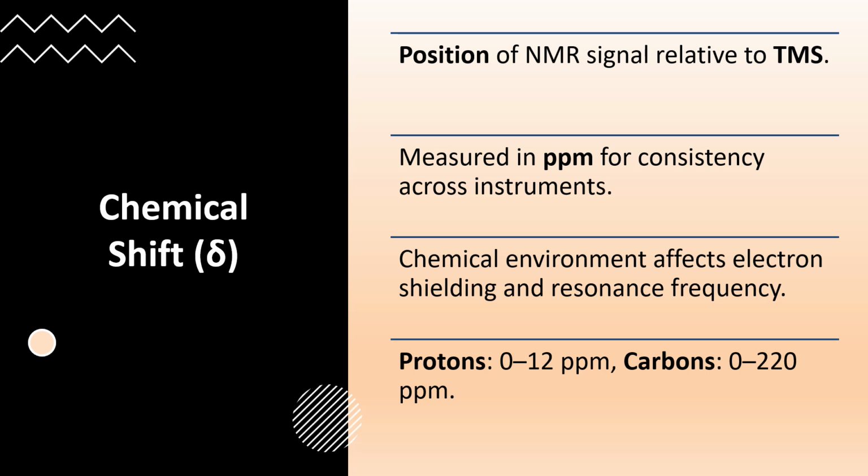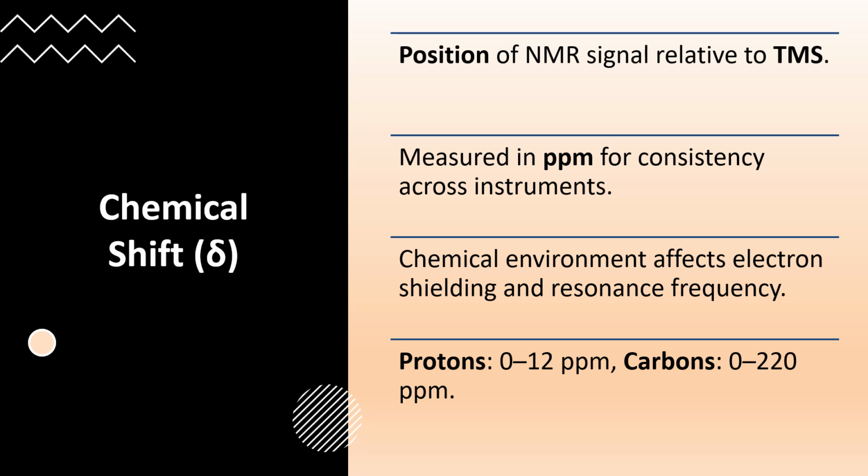Let's dive into the concept of chemical shift, symbolized by the Greek letter delta. This is one of the most critical measurements in NMR spectroscopy. The chemical shift refers to the position of an NMR signal relative to a standard compound, usually tetramethylsilane, or TMS. TMS is used as a reference because its protons are in a highly shielded environment, making its signal appear at 0 parts per million. The chemical shift is measured in parts per million, ppm.